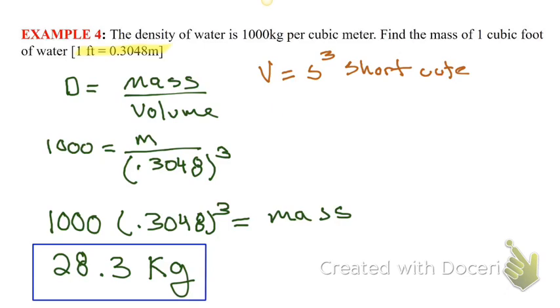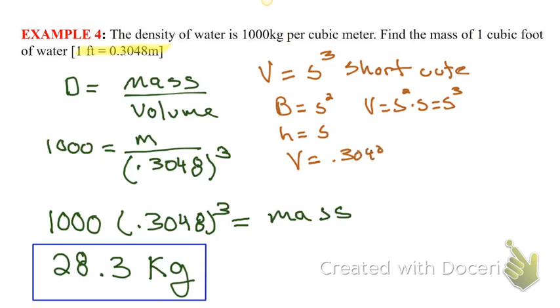Because the base area is s squared, and then the height is s. And so when you find the volume, s squared times s is s cubed. So to find the volume of the cube, you need to take the side length in meters and cube it. So that is where I just felt like I needed to explain why I got that. Okay? So that's the explanation of why I got that.